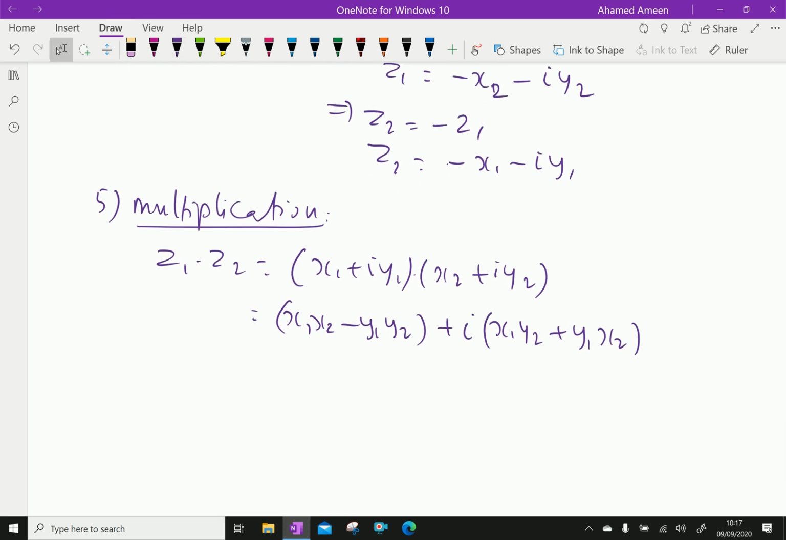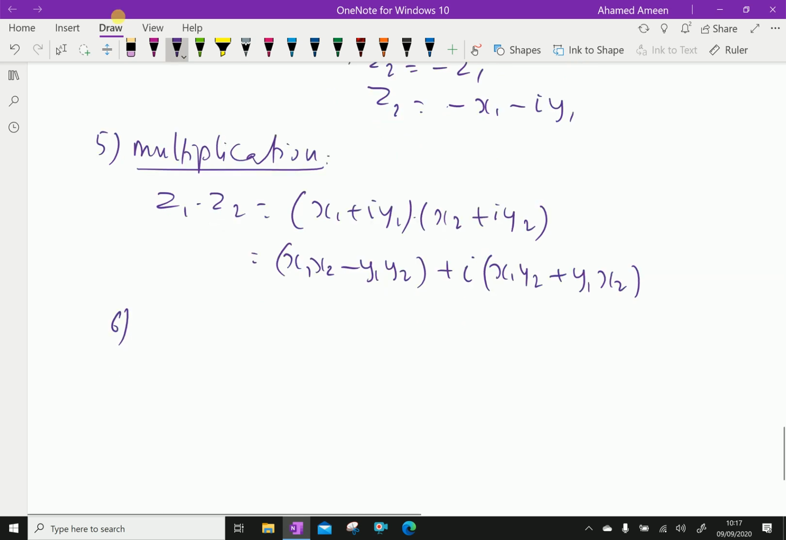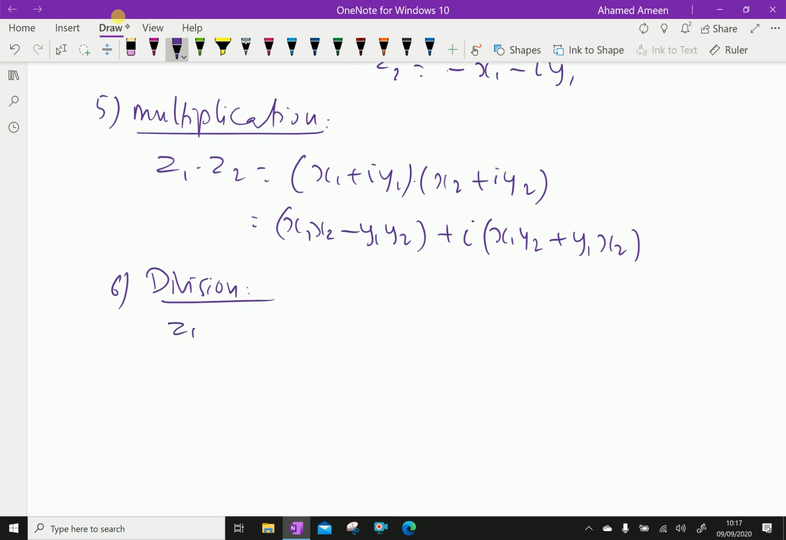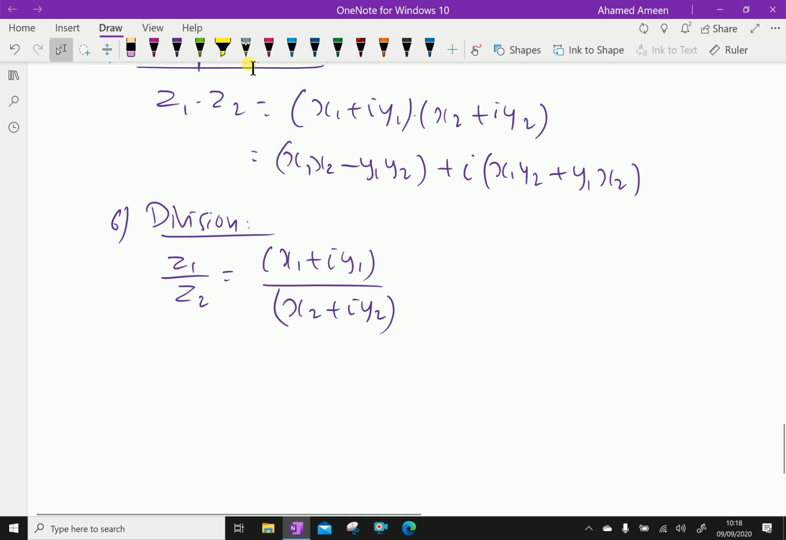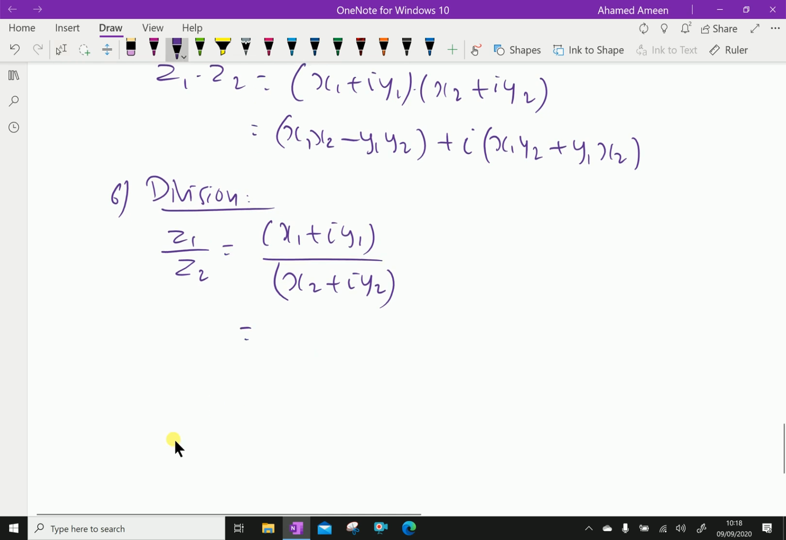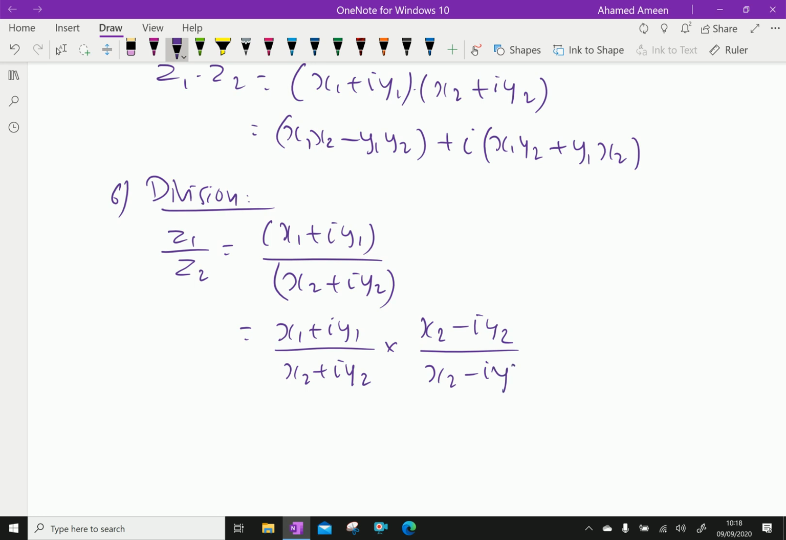Now division. Z1 over Z2, where Z1 is x1 plus i y1 over x2 plus i y2. Here we have to rationalize the denominator. That means the denominator has x2 plus i y2, so we multiply by the conjugate x2 minus i y2 in both numerator and denominator.